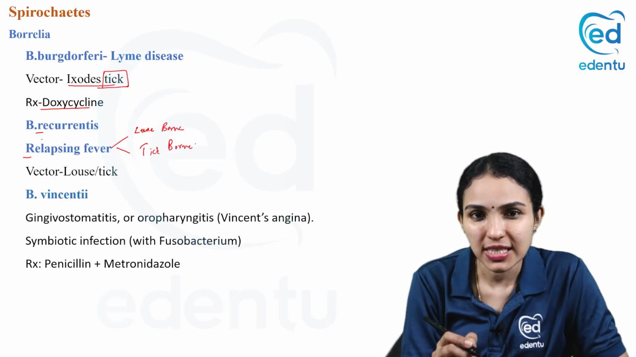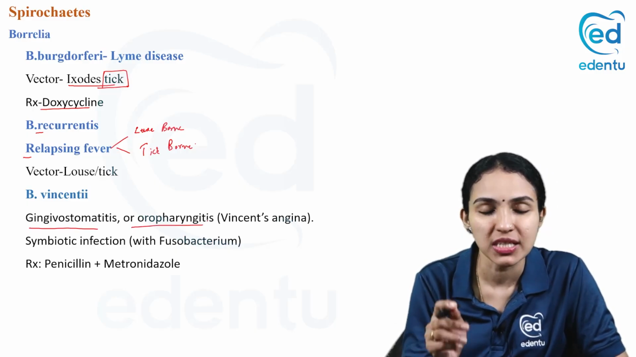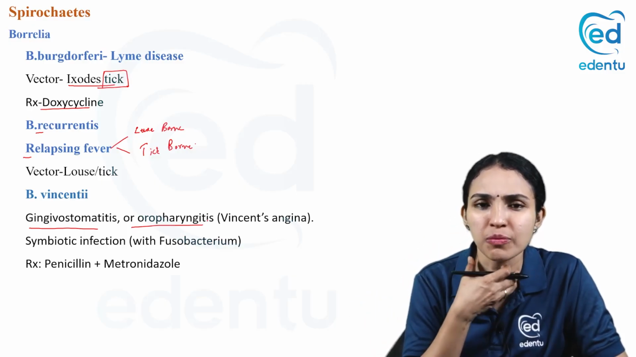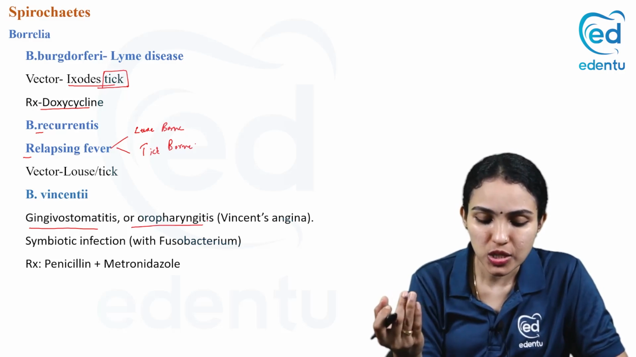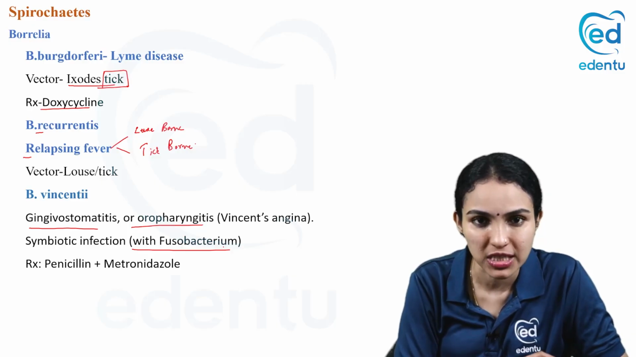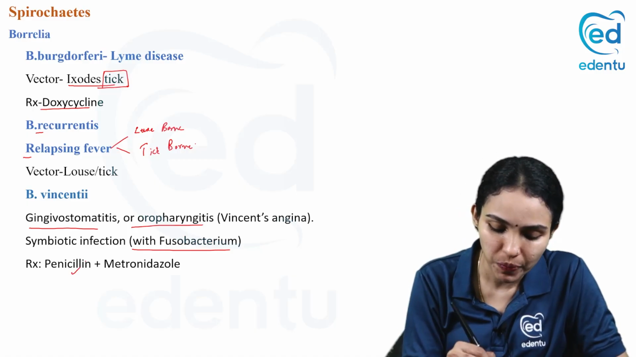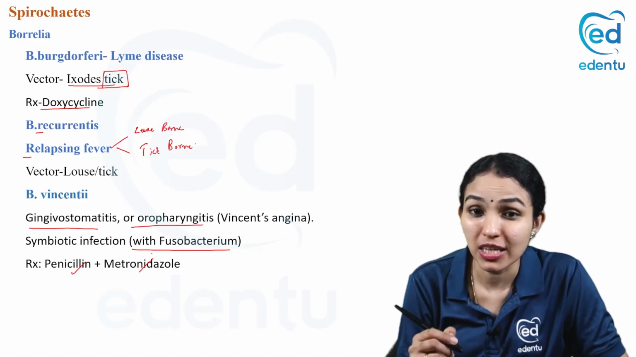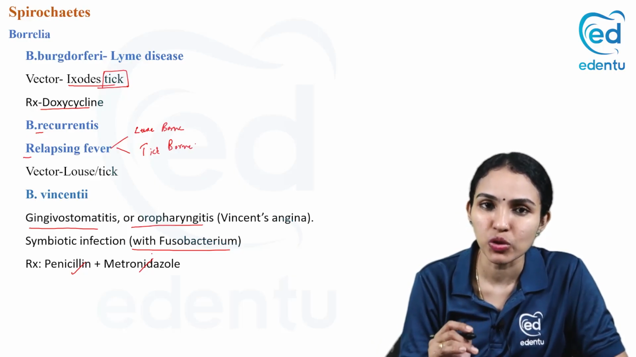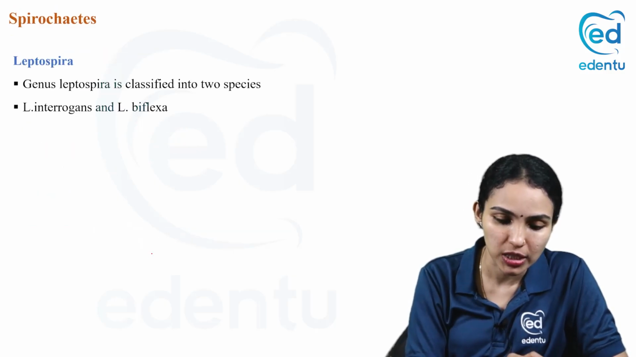And coming to vincentii, which causes Vincent's angina. What is meant by Vincent's angina? It is nothing but gingivostomatitis or oropharyngitis. It causes inflammation of the gingiva, of the oral mucosa, or of the pharyngeal mucosa. This always causes a symbiotic infection along with Fusobacterium, which is an anaerobic bacteria. So that is Borrelia vincentii. If you want to treat it, you give penicillin plus metronidazole. Because it's a symbiotic infection with an anaerobic organism, you require metronidazole also. So these are the three Borrelia species that cause the important diseases: Lyme disease, relapsing fever, and Vincent's angina.